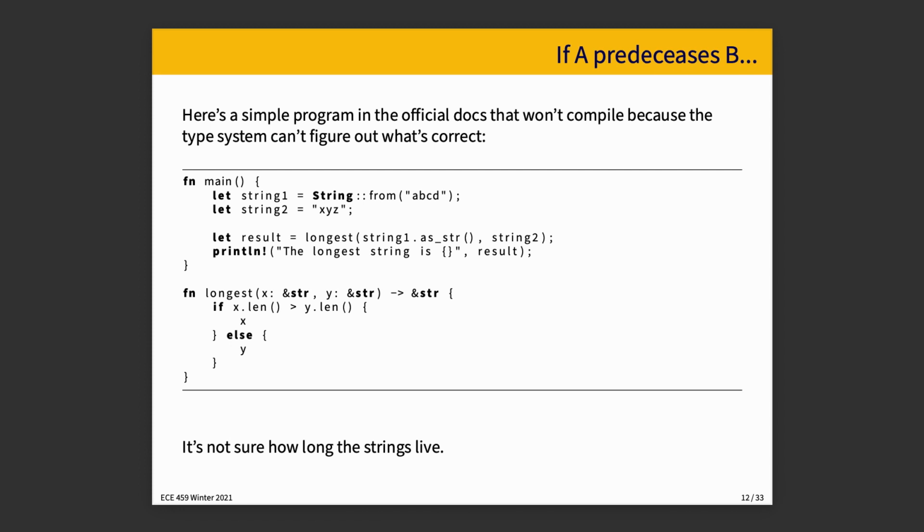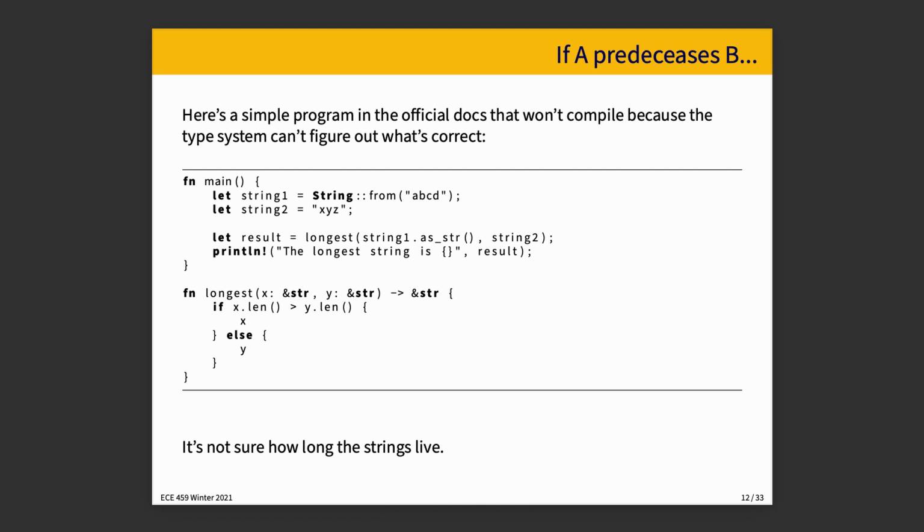So here's a simple program in the official docs that doesn't compile because the system isn't sure what is correct. So we're going to create a couple of strings. String 1 and string 2 are a string from ABCD and XYZ. And we're going to call the longest function. The longest function takes both strings as references to the underlying string representation. Fine. And if X length is bigger than Y length, it returns X. Otherwise, it returns Y. And the thing is that we're not entirely sure how long strings are going to live.